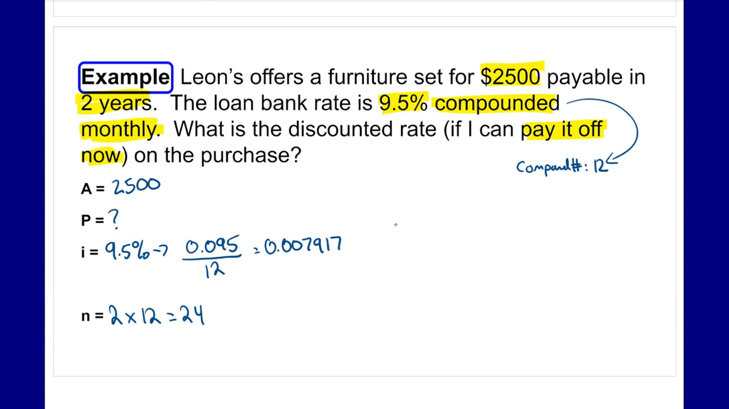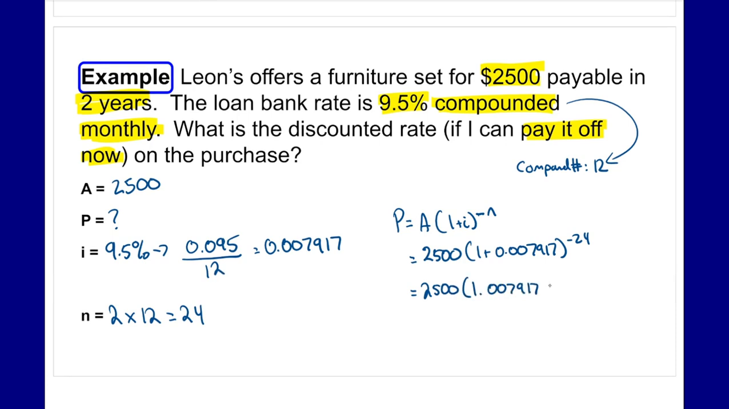Now that we know all our values, we can plug them into our equation, looking at present value, A times 1 plus i to the power of negative n. Again, remember that negative. $2,500 times 1 plus 0.007917 raised to the power of negative 24. So 1.007917 to the power of negative 24. Again, make sure when you're calculating this, you do the exponent term first.